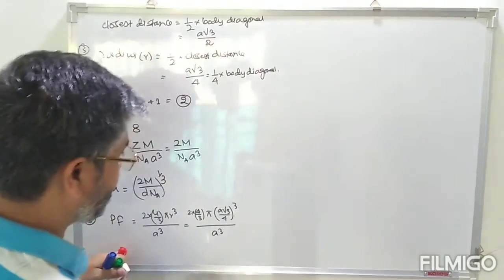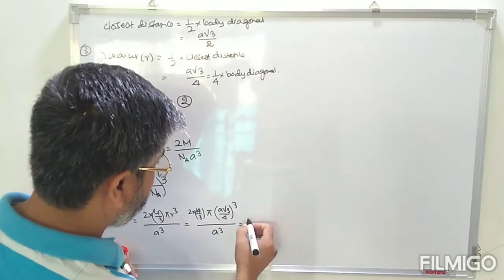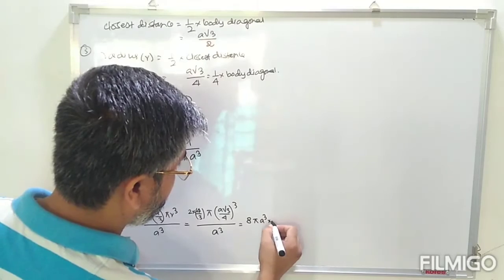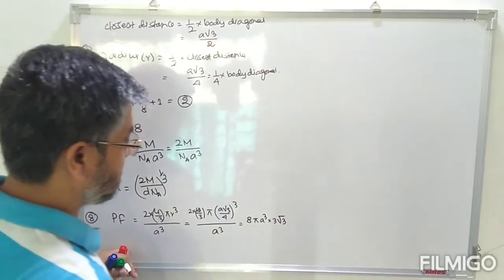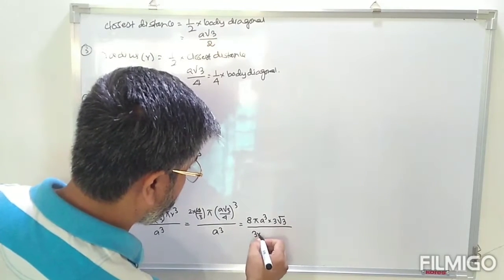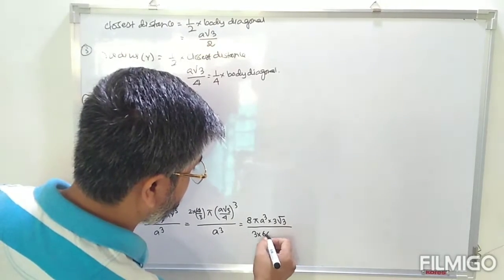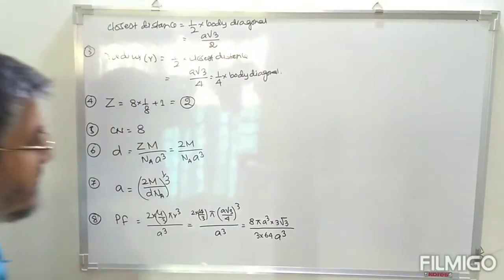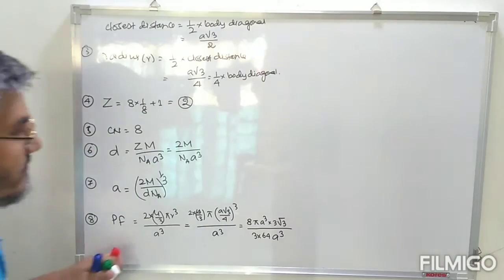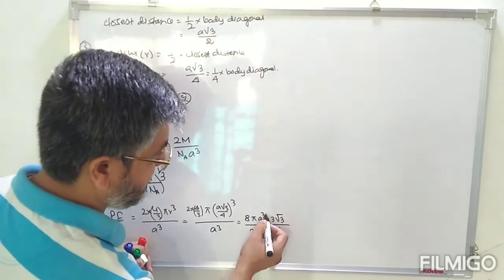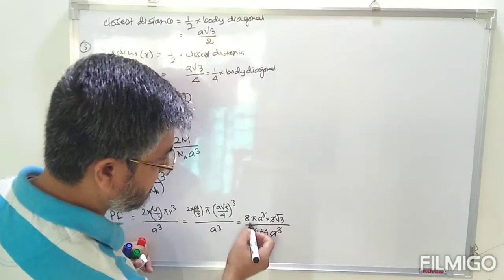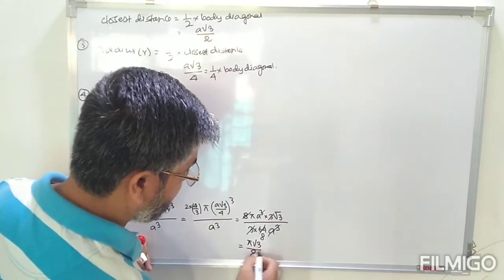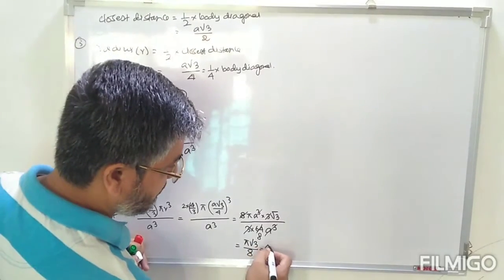So let's simplify this. We have pi a cube into 3 root 3 divided by 3 into 4 cube, which means 64, into a cube. 4 fours are 16, 16 into 4 is 64. So a cube cancels, 3 cancels. This comes out to be pi root 3 by 12.5, and if you solve this, it comes out to be 0.68.